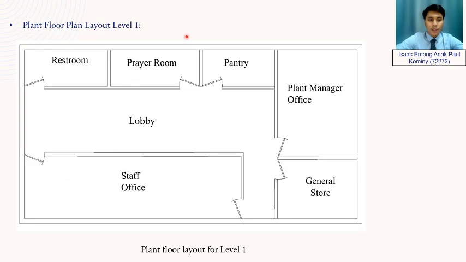This figure here shows the plant floor layout for level 1, which consists of the offices, as well as the lobby, restroom, prayer room, pantry, and general store.